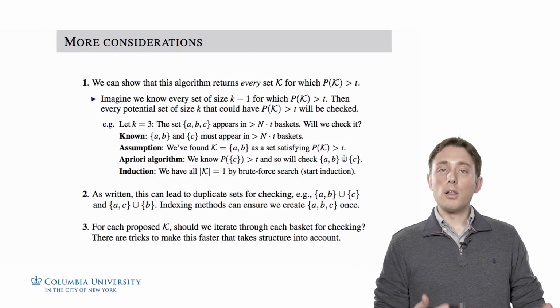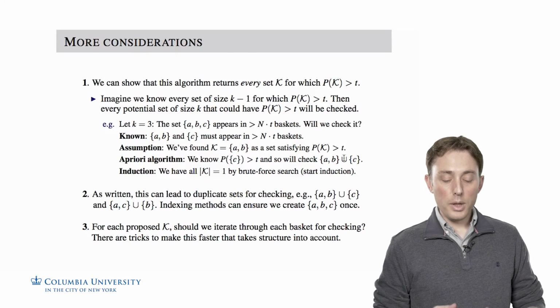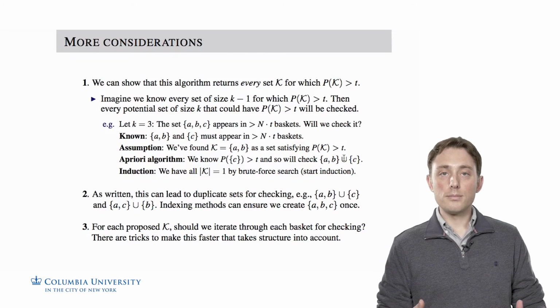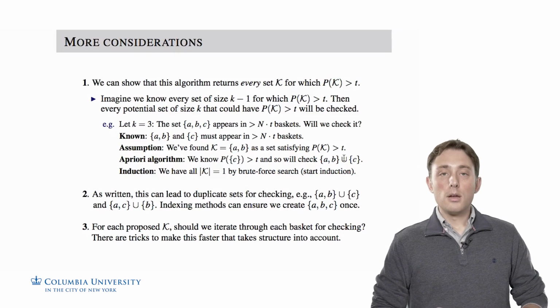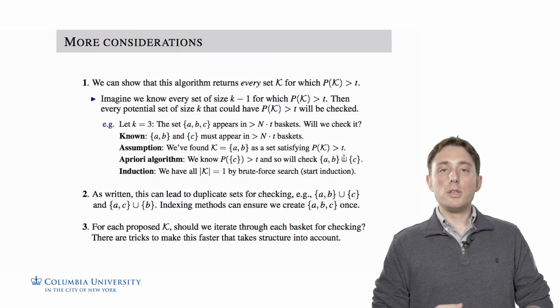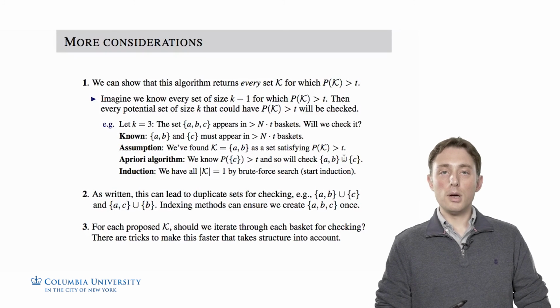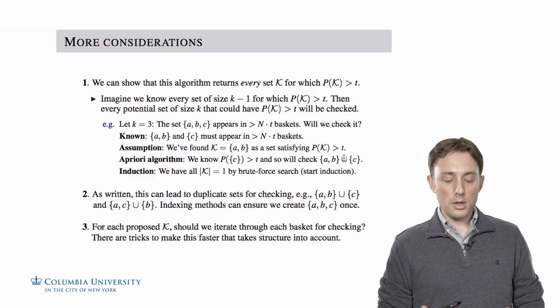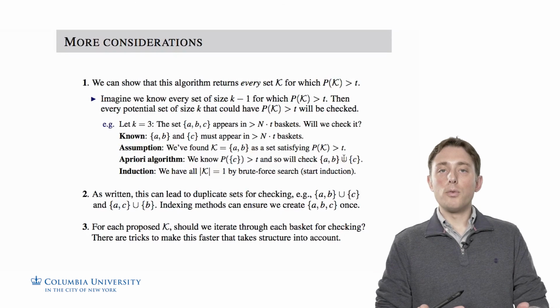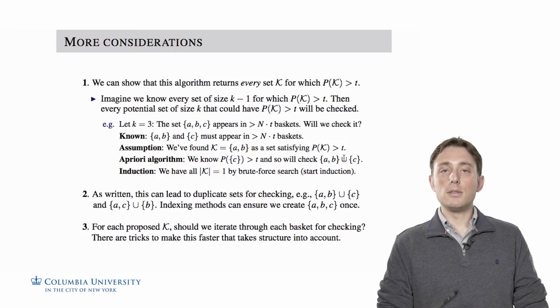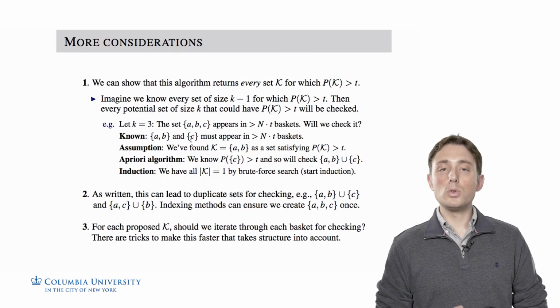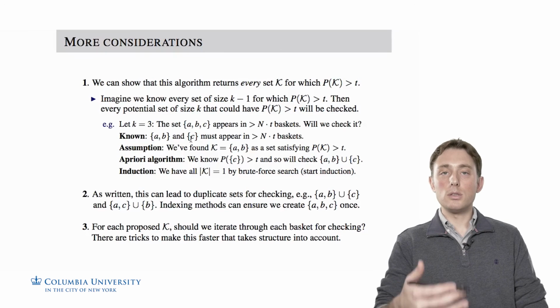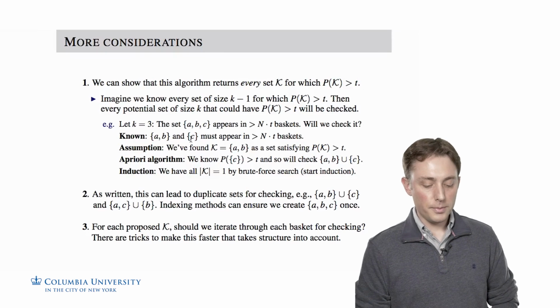And so now we follow by induction. We know that we have all subsets of size 1 by the brute force search. And by induction, we therefore know that we have all subsets of size 2 by brute force search. And therefore, because we know we have all subsets of size 2, again by these rules, we know that we have all subsets of size 3 and so on. So it's an inductive proof.